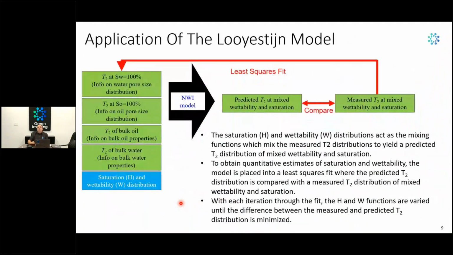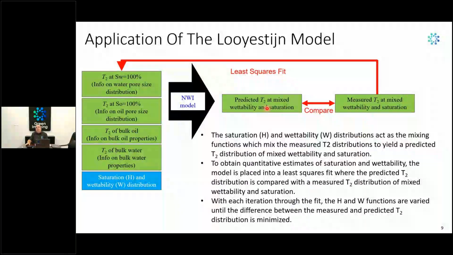So, okay, let's talk about how we apply the NWI method. As I said, we basically mix the 100% water saturated, the 100% oil saturated, the T2 bulk oil, and the T2 bulk water T2 distributions. We mix all these T2 distributions using the H and W functions that I just showed on the last slide. Doing this, the output of the model is a predicted T2 distribution.